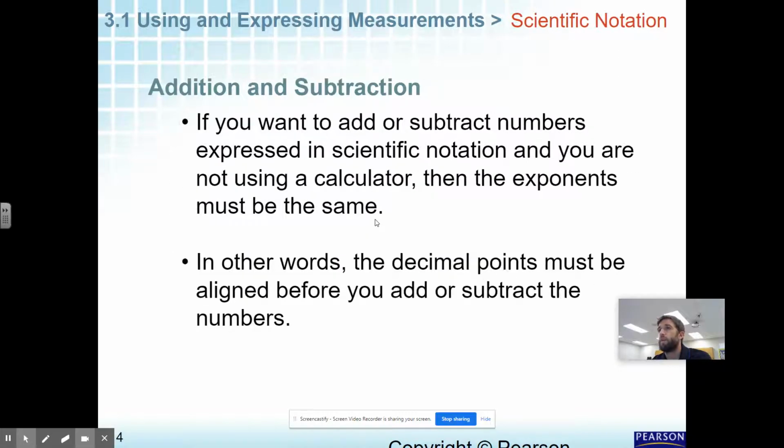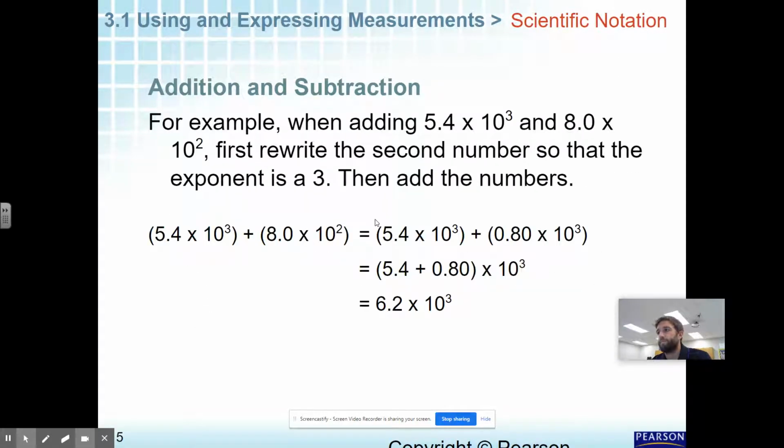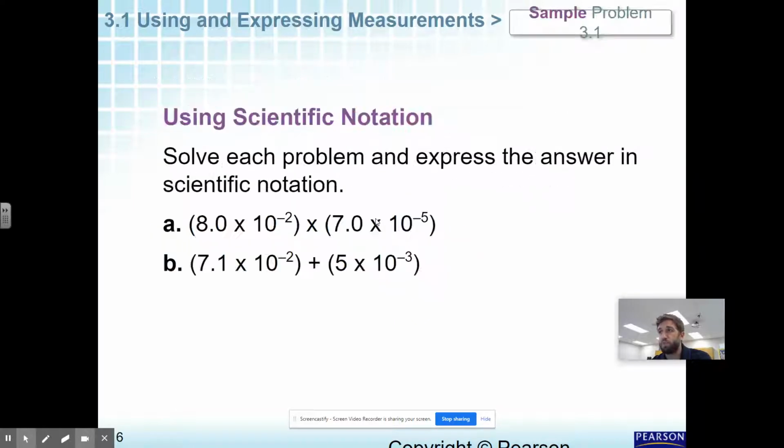Same thing for addition and subtraction. I'm just going to skip over this because you can just put it in the calculator. Okay. So solve each problem and express the answer in scientific notation. Okay, so you should pause this video now and practice these before you see the answer here. All right, so just put it in the calculator exactly how you see it, both of these, and then check your answer. Okay.